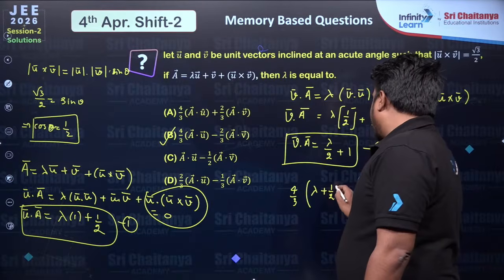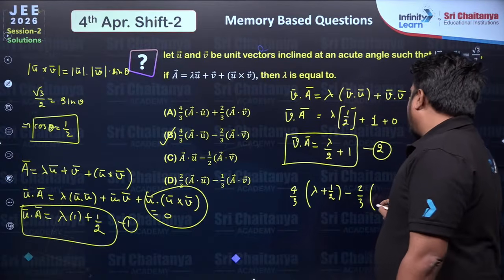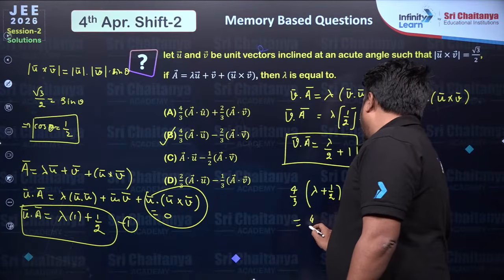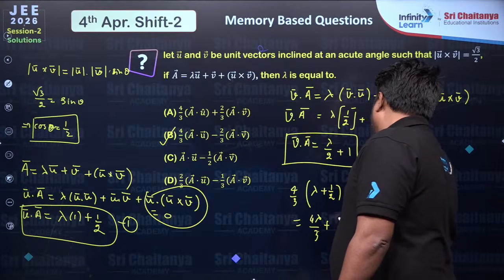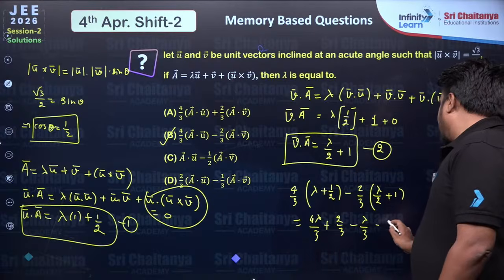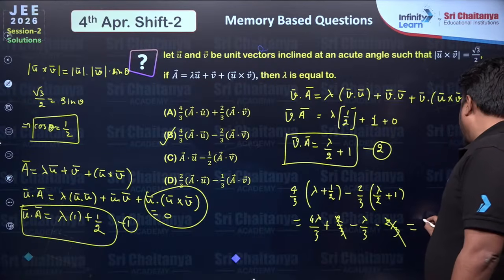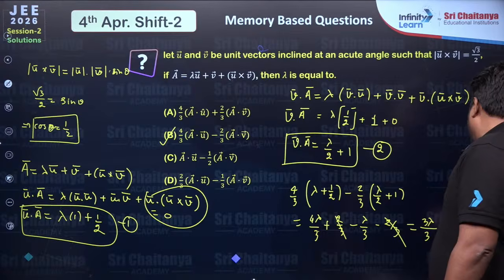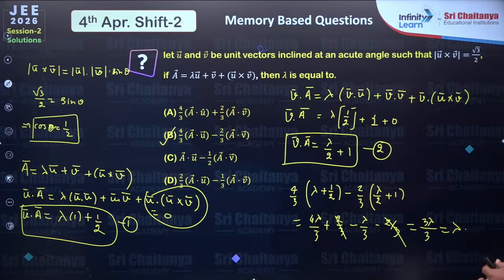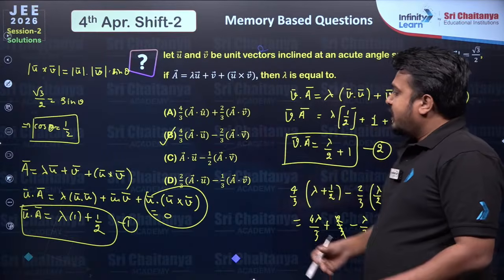Lambda plus 1 by 2, right, minus 2/3 of lambda by 2 plus 1. So this will be 4 lambda by 3 plus 2 by 3 minus lambda by 3 minus 2 by 3. So this is getting cancelled. 4 lambda minus lambda will be 3 lambda upon 3, which will be equal to lambda. So as you can see guys, we got option B to be correct, right? If B was not our option, we could have proceeded further to check for C and D.